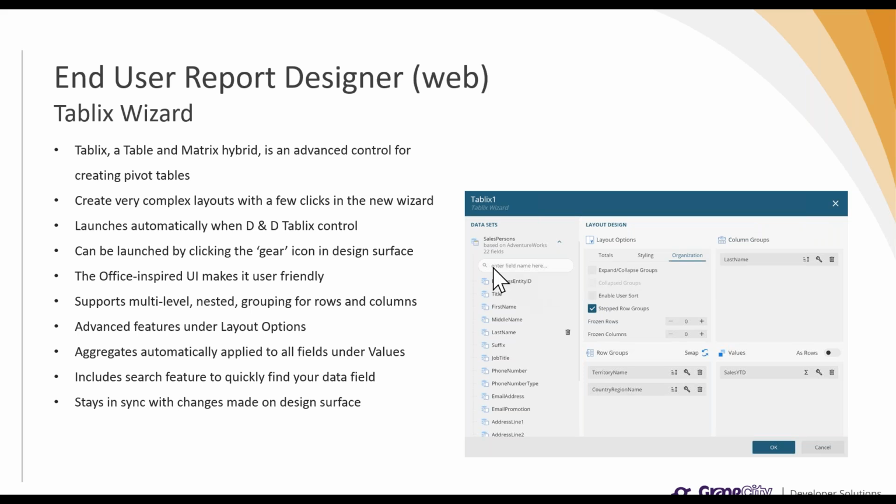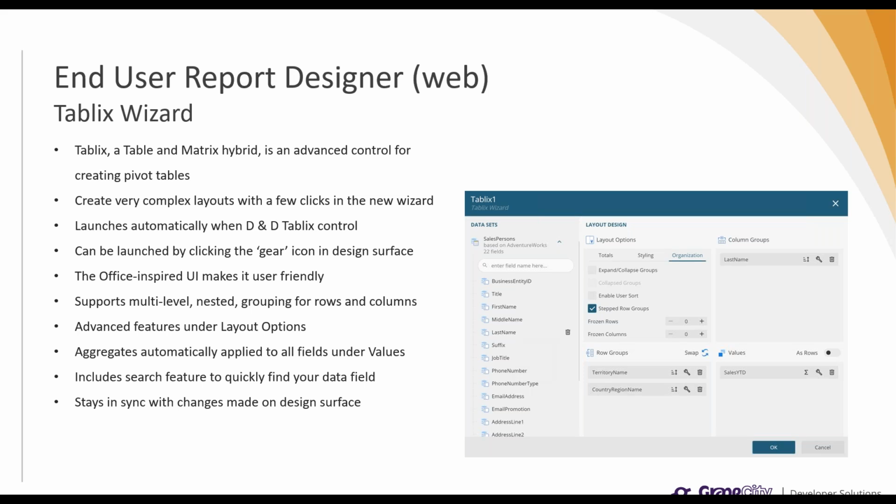One of these is the search field here. Imagine you have a data set with 30 or 40 or 50 fields. Just scrolling through the list is going to be difficult. So it's easier to just type in the name of the field in the search box, and it filters based on what you type.